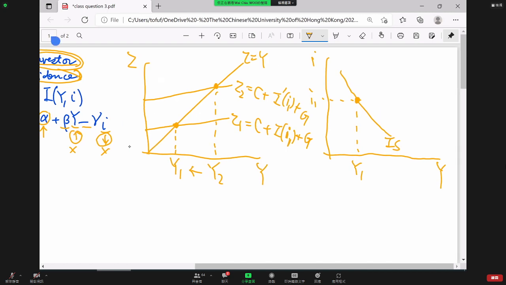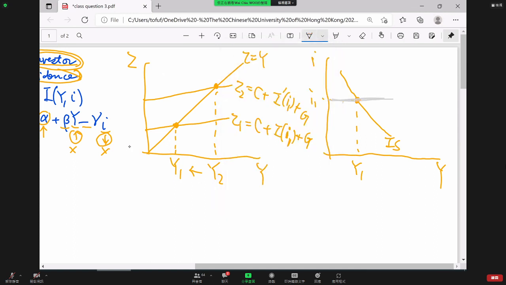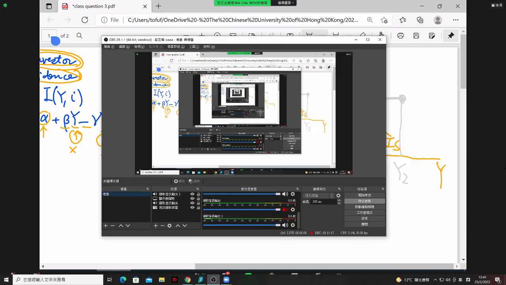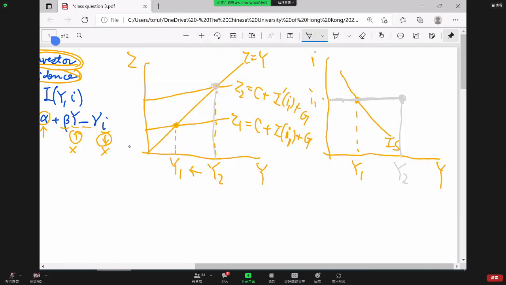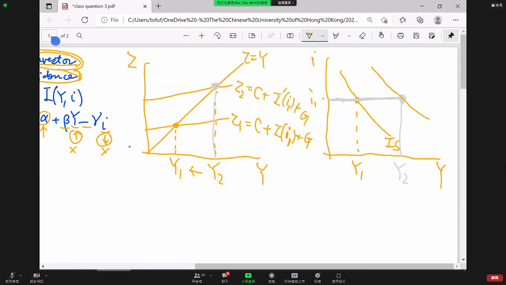And to reflect this in this diagram, you must take it as even though the interest rate is the same, you still have a higher output level, right? This point corresponds to this point, and that must be represented by another IS curve passing through it.